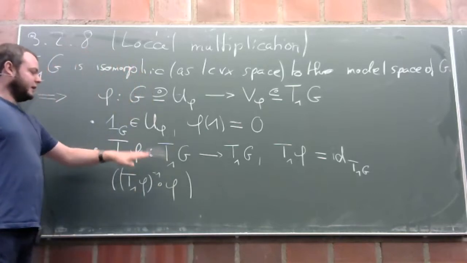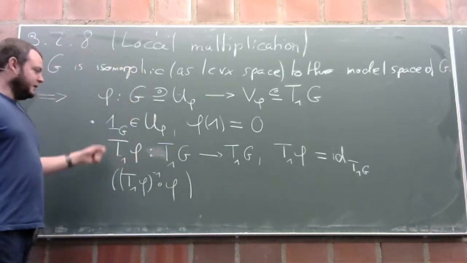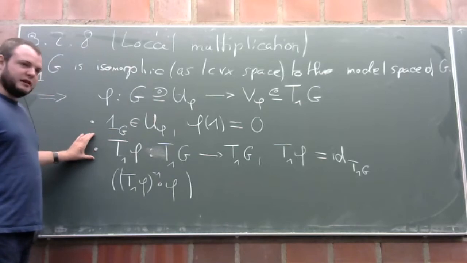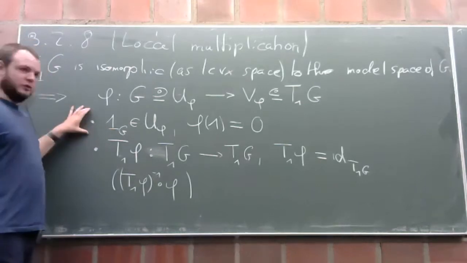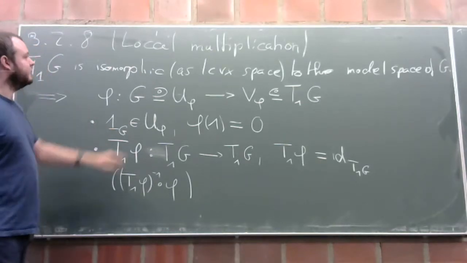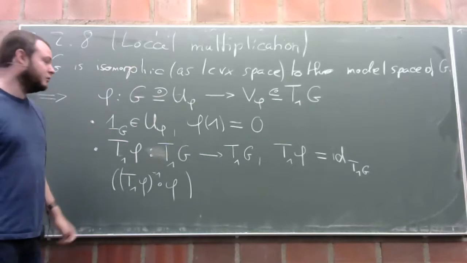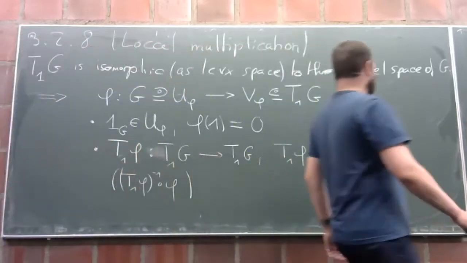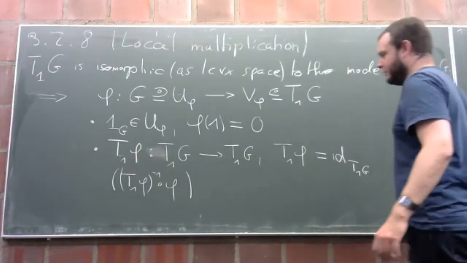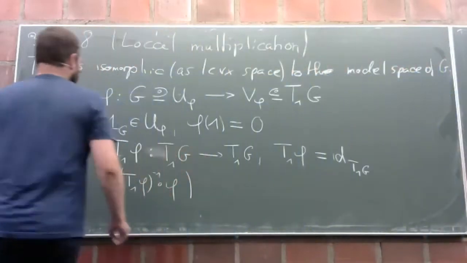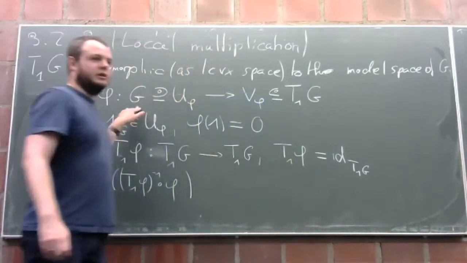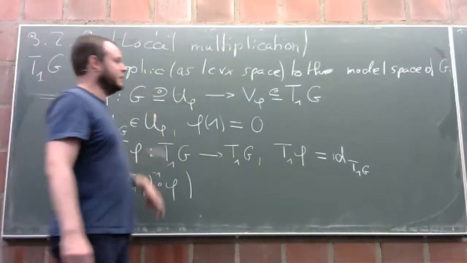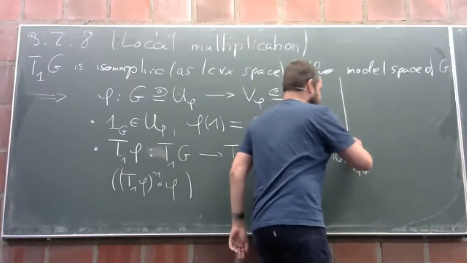Okay, so I have this chart. This second property will become important later. We'll see later why. We focus at the moment only on the first property. And so I said local multiplication. What I want to do is build a local model for the multiplication. And so observe first, since our Lie group here is a topological group, the multiplication is continuous.